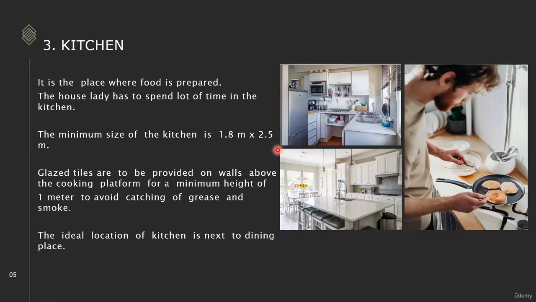So the minimum size of the kitchen that we need to keep is 1.8 meters by 2.5 meters. The furniture included in the kitchen room is the kitchen top, where we are going to keep our stove and where the sink will be. Correct, kitchen top. And nowadays there are modular kitchens, where lower cabinets, upper cabinets, and the kitchen top will be there.